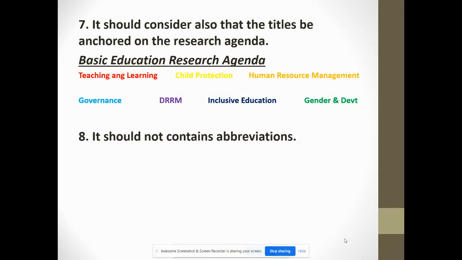Then it should consider that the title should be anchored on the research agenda that focus on teaching and learning, child protection, human resource management, governance, the DRRM, inclusive education, gender and development. And it should not contain abbreviations.